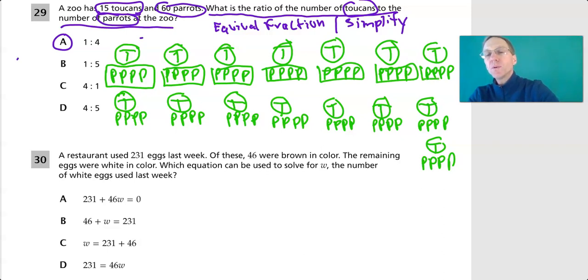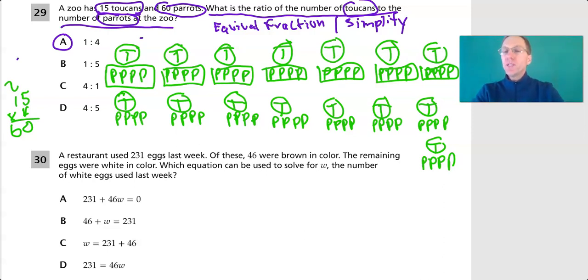15 copies of 4. And I just want to show you what that looks like. I'll just come down here and do it right here. 15 times 4. See if this makes sense to you here. There's my 60 parrots. So that's what it means. I've got 15 toucans and 60 parrots.